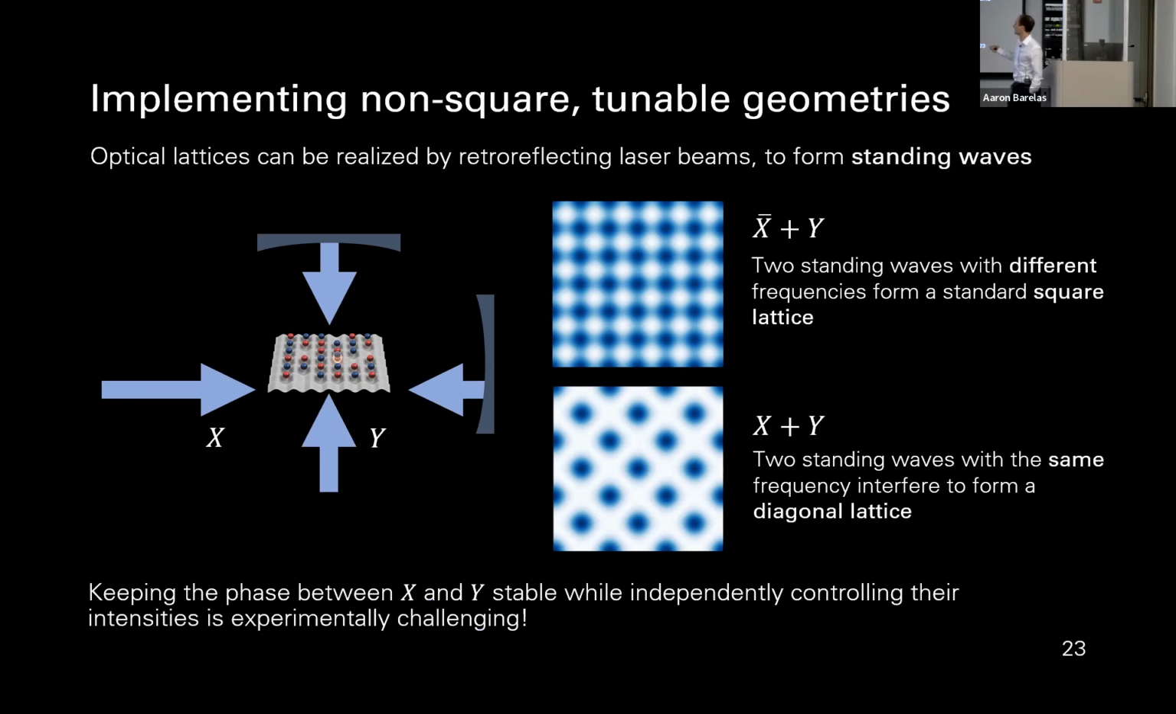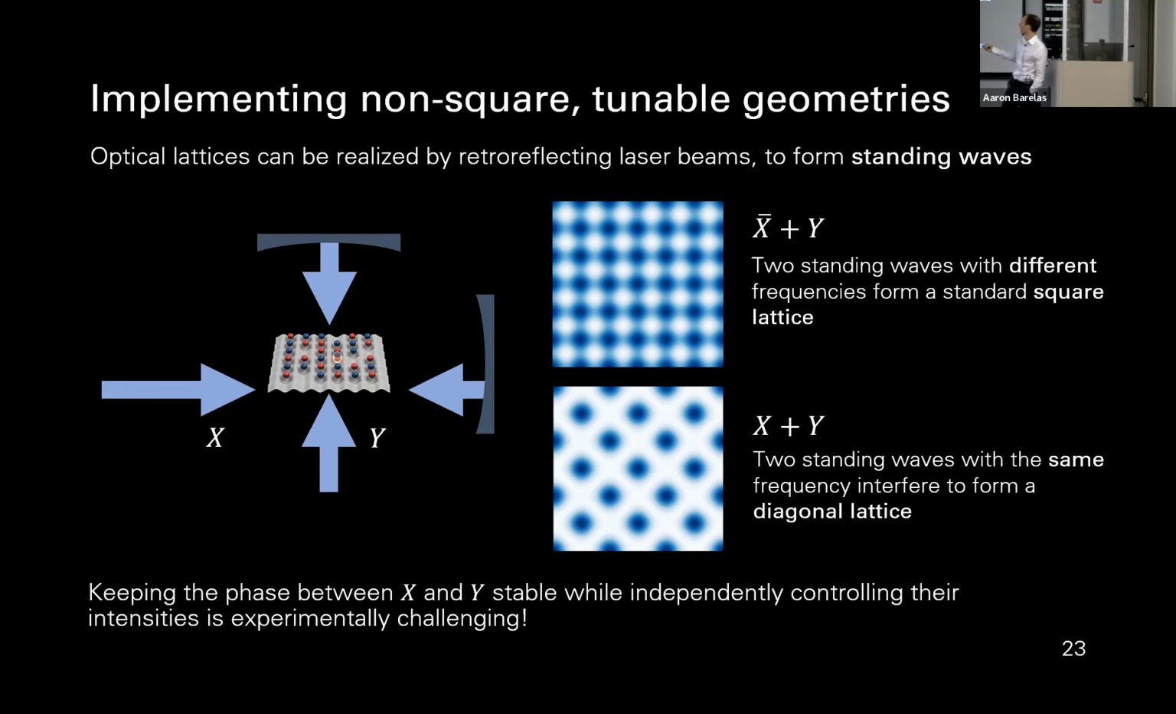These kinds of lattices have been the point of a 2-year experimental upgrade we successfully implemented a few months ago, which is quite challenging because you need to be technically very good in order to phase stabilize these two beams relative to each other.